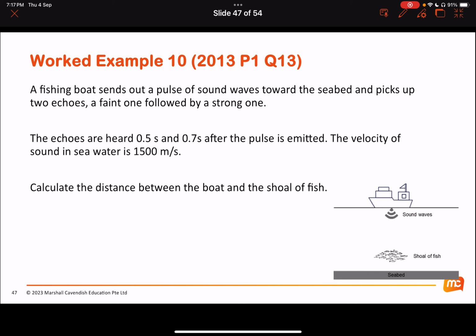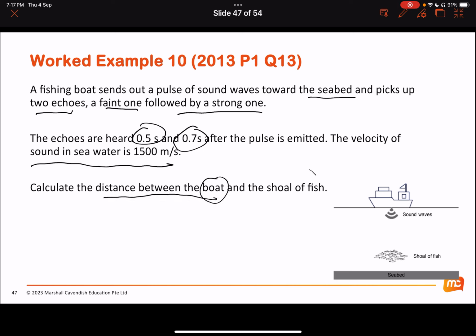Okay, next one. This is a 10 series question. Now this is a paper one question, but it can very well become a paper two question. A fishing boat sends out a pulse towards the seabed and picks up two echoes, a faint one followed by a strong one. The echoes are heard 0.5 seconds and 0.7 seconds after the pulse is emitted. The velocity of sound is 1500 meters per second. Calculate the distance between the boat and the shoal of fish.